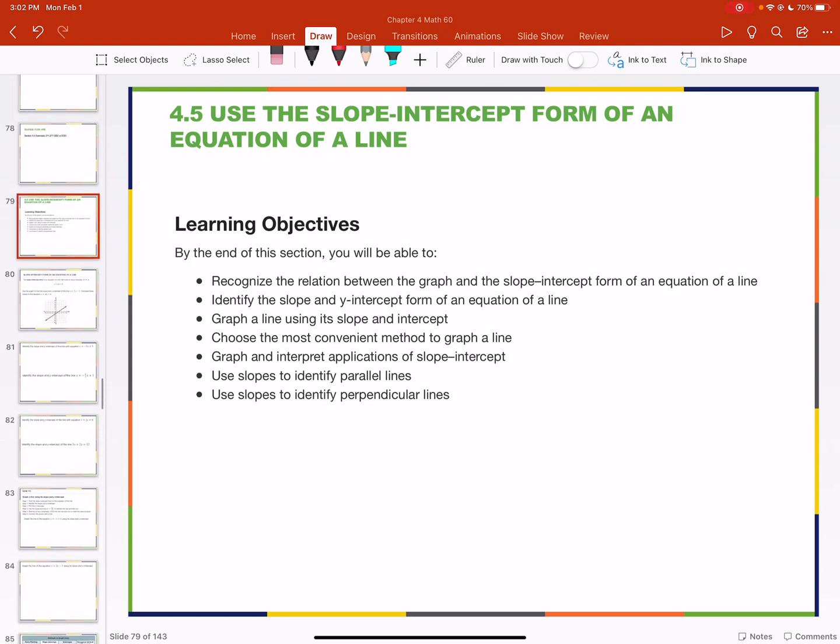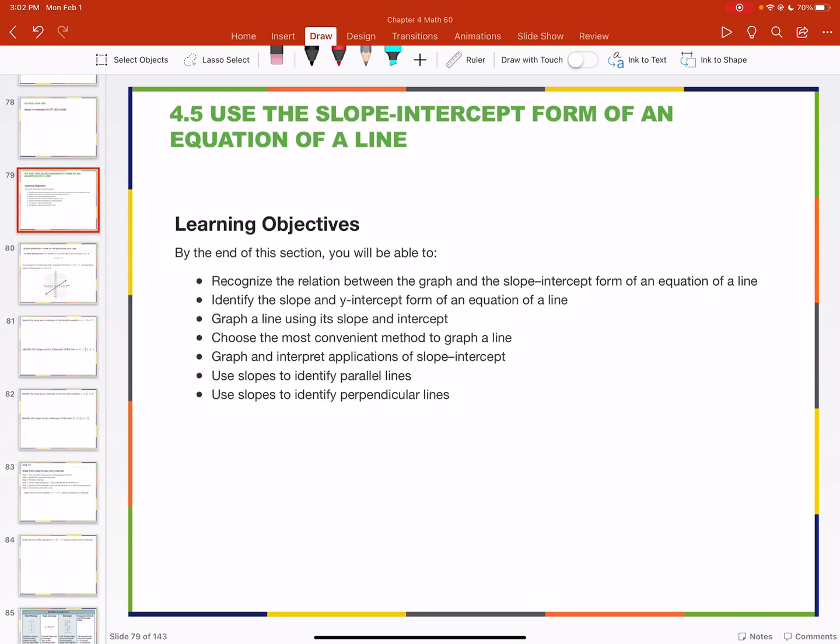Hi everyone, and welcome to section 4.5, which talks about using the slope-intercept form of an equation of a line. And so the goal of this video is to recognize the relationship between the graph and the slope-intercept form of the equation, identify it, graph using it, which is the most convenient method to graph a line, use that in applications, and then identify parallel and perpendicular lines with their slopes.